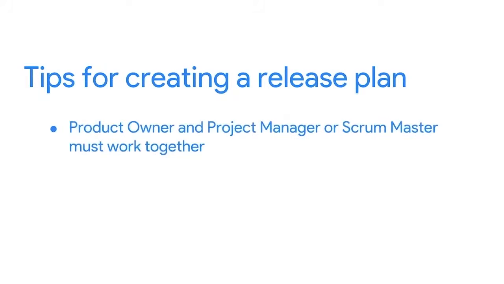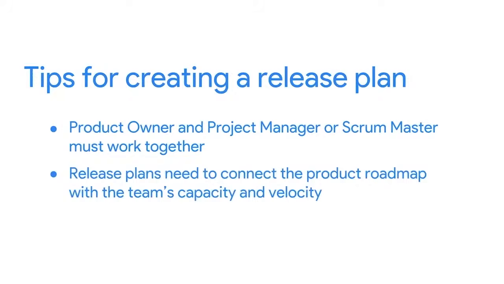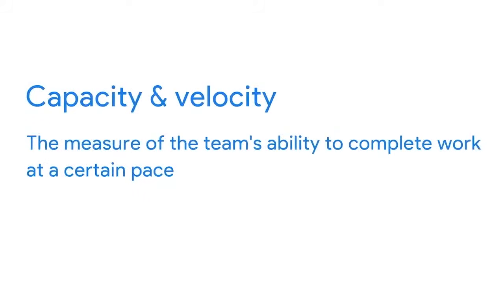Speaking of product release dates, this leads me to my next tip, which is about the release plans. There are some important things to know about creating a release plan, which includes approximate target release dates. It's very important that the product owner and project manager or Scrum Master work together to develop each release plan. This is because the release plans need to connect the product roadmap with the team's capacity and velocity. The capacity and velocity is the measure of the team's ability to complete work at a certain pace. A release plan that isn't connected to the team's ability to complete work could be unrealistic and lead to an unsustainable pace for the team.